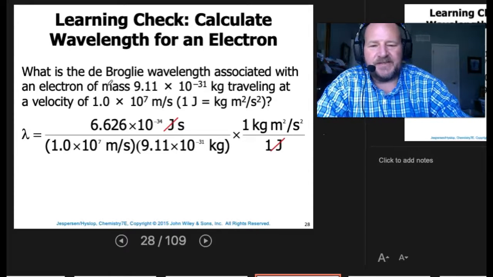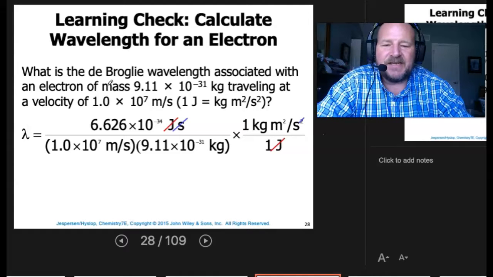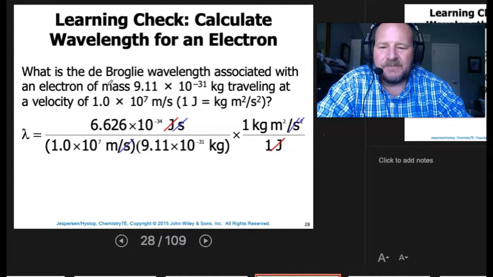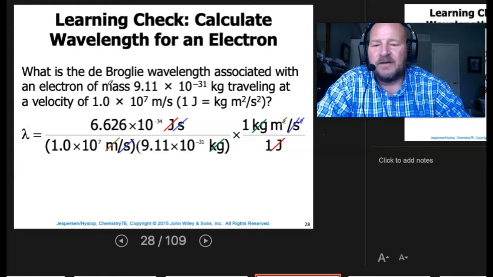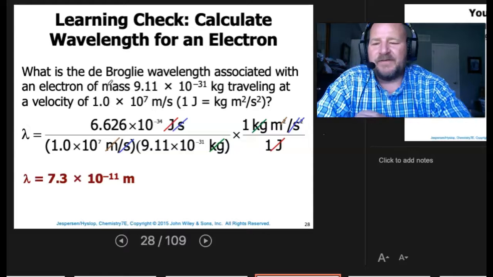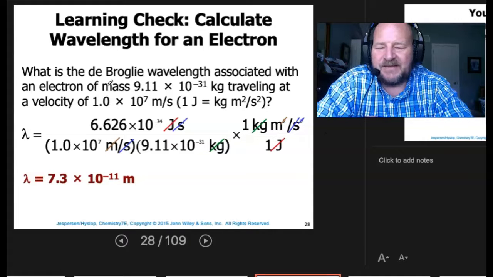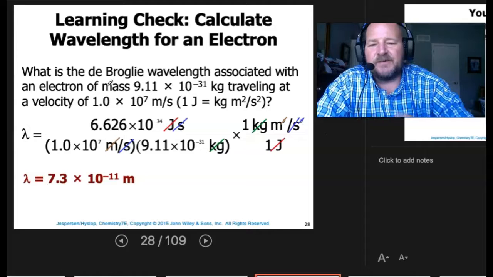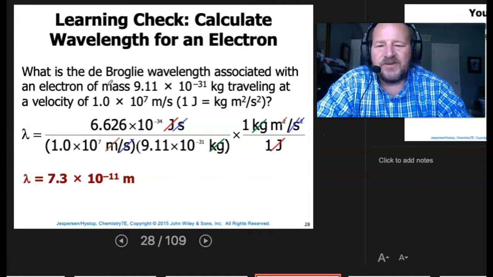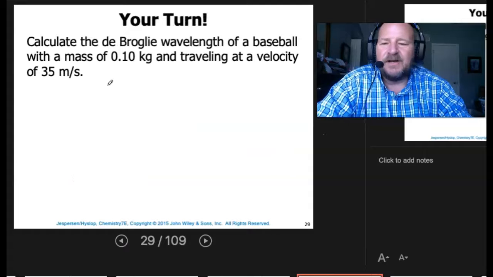Okay, joules will cancel out. Seconds will cancel out. Other second will cancel out. Kilogram will cancel out. Meters will cancel out. So now we've got 7.3 times 10 to the negative 11 meters. Okay, so the wavelength associated with an electron traveling at that velocity is pretty small.